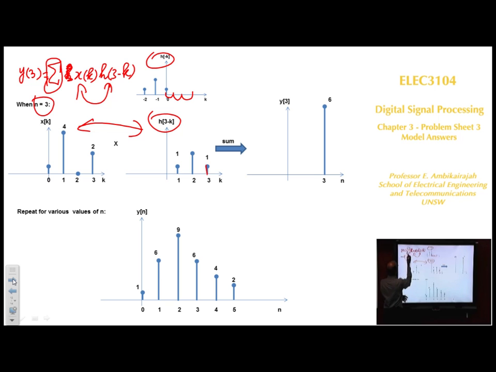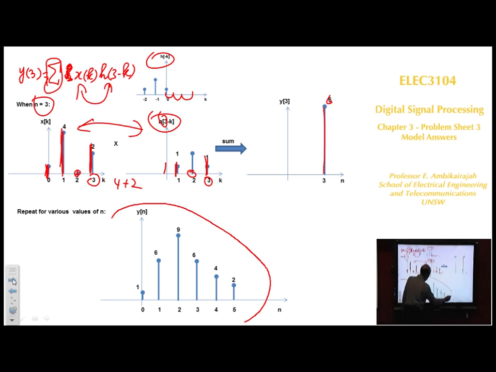This says multiply everything and sum. That one multiplied by that is 0. That one multiplied by that. You have to multiply the corresponding ones, right? 4 times 1 is 4. That multiplied by that is 0. That multiplied by that, at the same positions, is 2. So 4 plus 2 should be 6. So at position 3, you will have 6. Similarly, if you do it for all of them, this is your final convolved output eventually. That's what you will get.